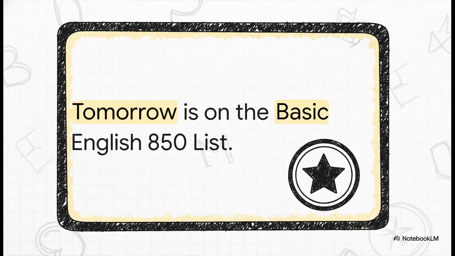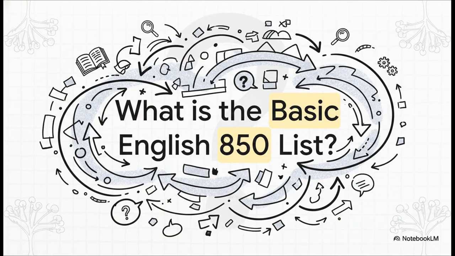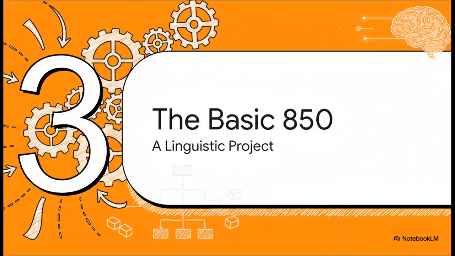There it is, right there on the page. It says, tomorrow is on the Basic English 850 list. Whoa. Okay, so all of a sudden, tomorrow isn't just some word we all use. It's special. It's part of this official club, the Basic English 850 list. Which, of course, leads to the big question: what on earth is the Basic English 850 list? And why in the world is our word on it? This is the moment our little word hunt turns into something way bigger, an investigation into this massive idea in linguistics. So let's get into it.